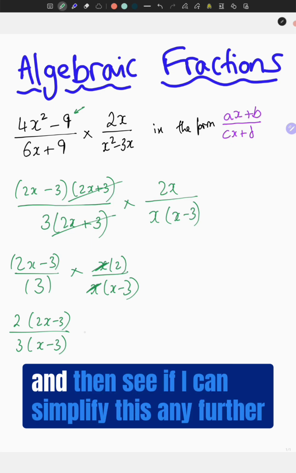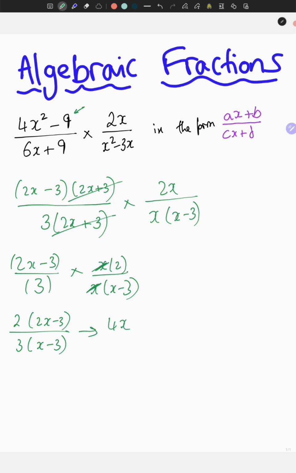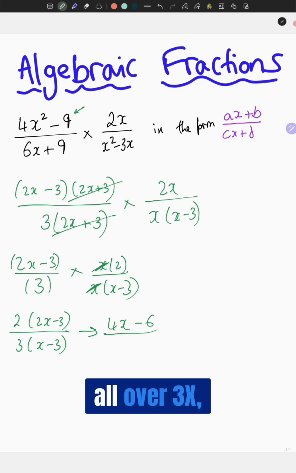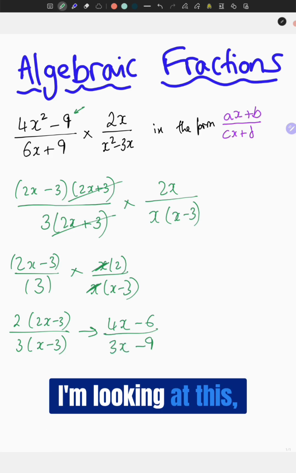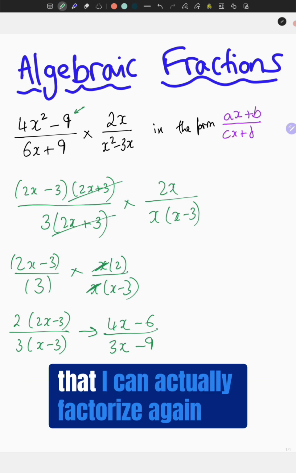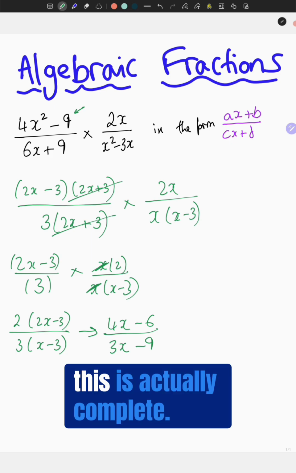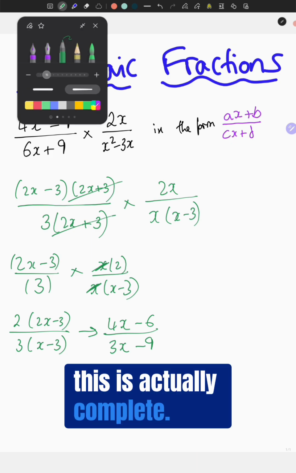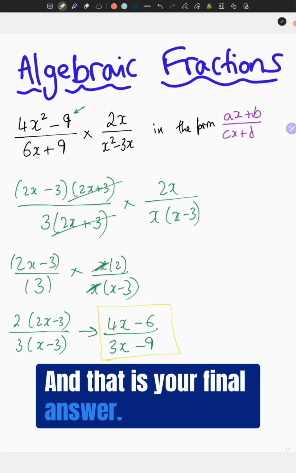Now, I'm going to expand this and then see if I can simplify any further. So I should get 4x, 2 times minus 3 is minus 6, all over 3x, 3 times minus 3 is minus 9. I'm looking at this. There's nothing common at the top or the bottom that I can factorize again and simplify. Therefore, this is complete, and that is your final answer.